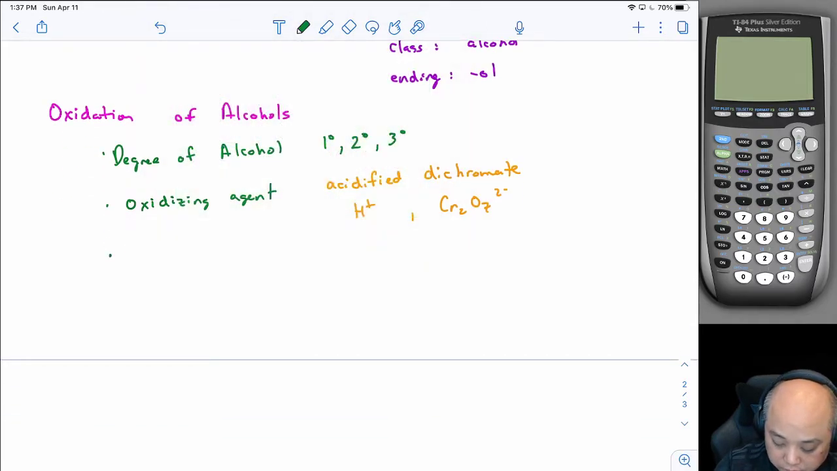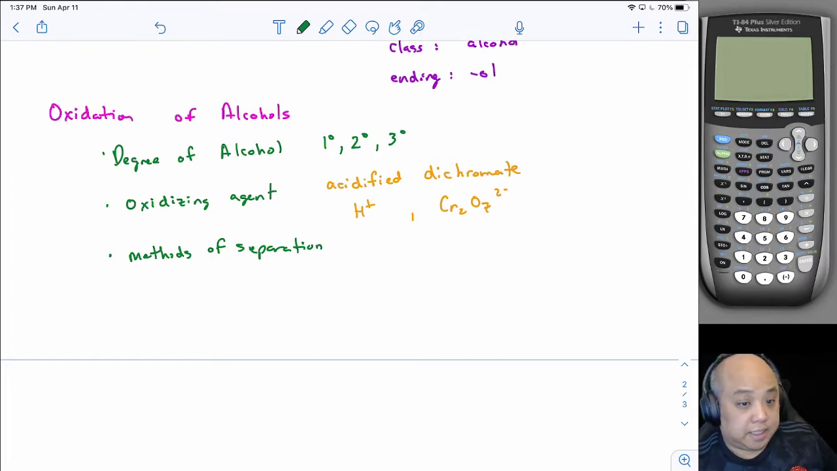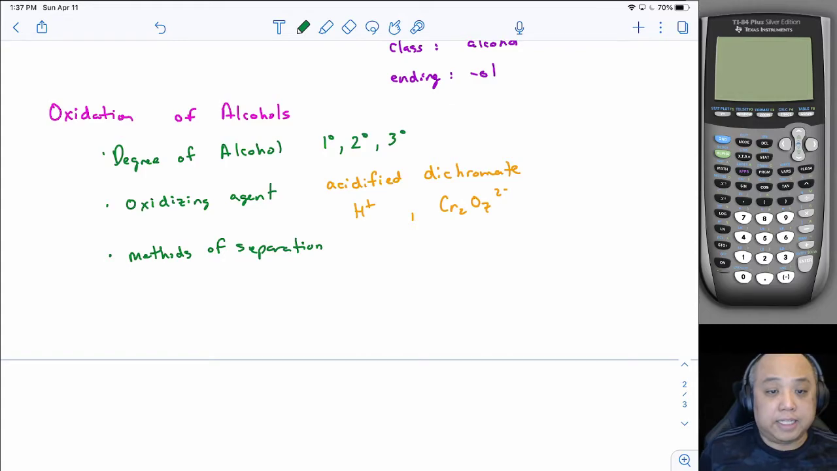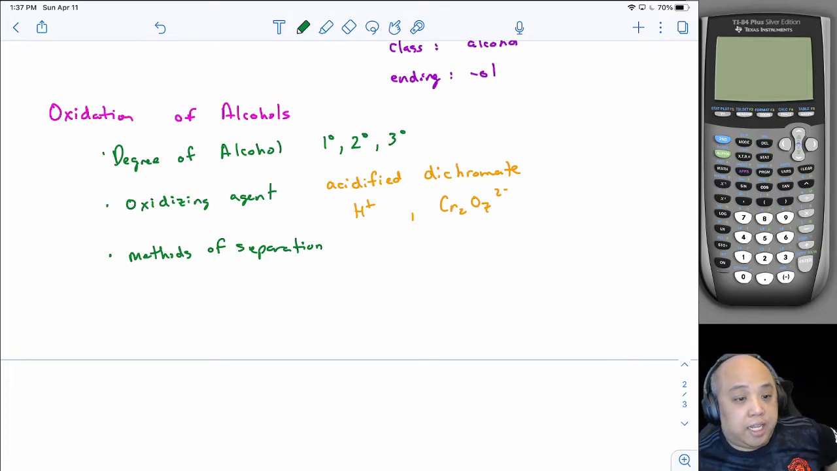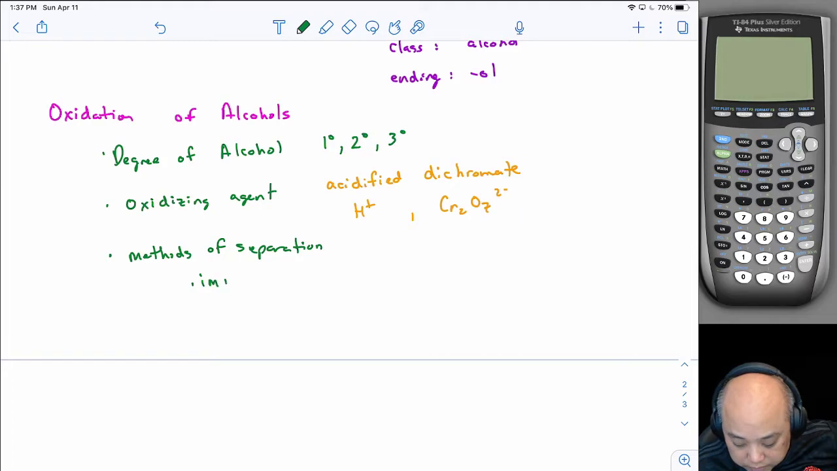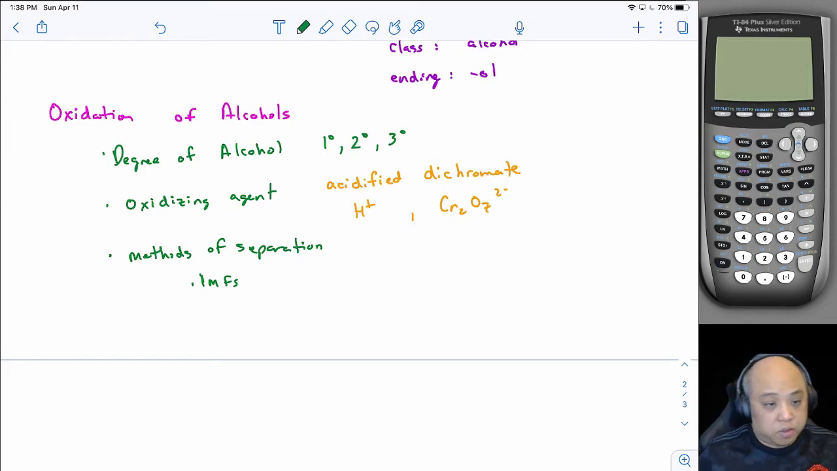And we also need to know methods of separation, because there will be instances in this pathway where we may need to separate out a compound so that it doesn't react anymore, or we may need to recycle a compound that we need to react more. And understanding the intermolecular forces will help us use the techniques that we know about separation techniques to isolate different compounds or recycle different compounds in our reaction. So these three main ideas are what you'll see in this concept.